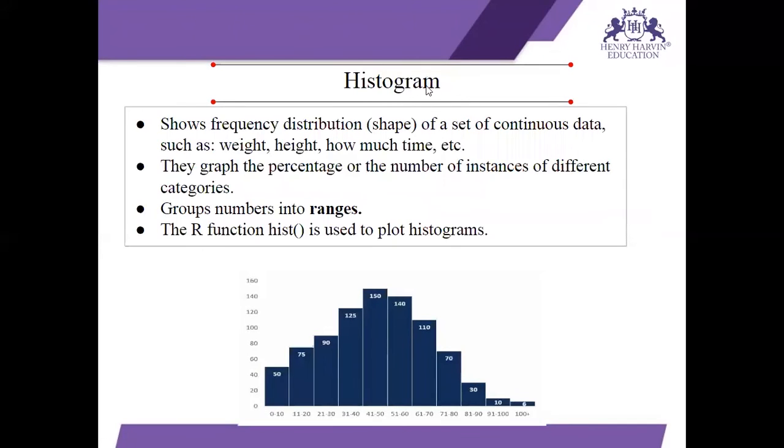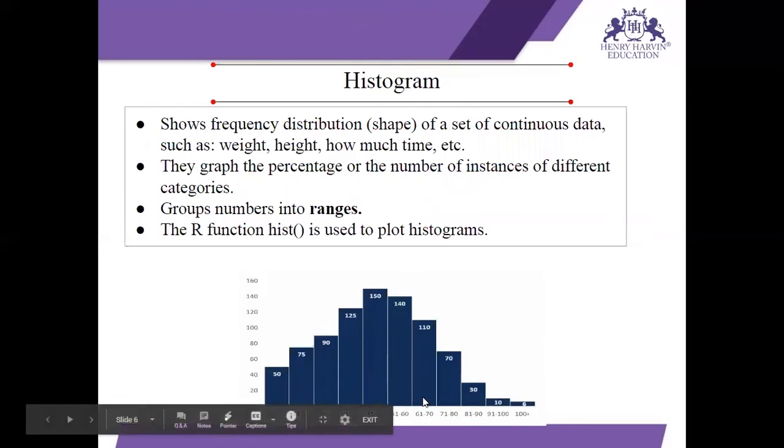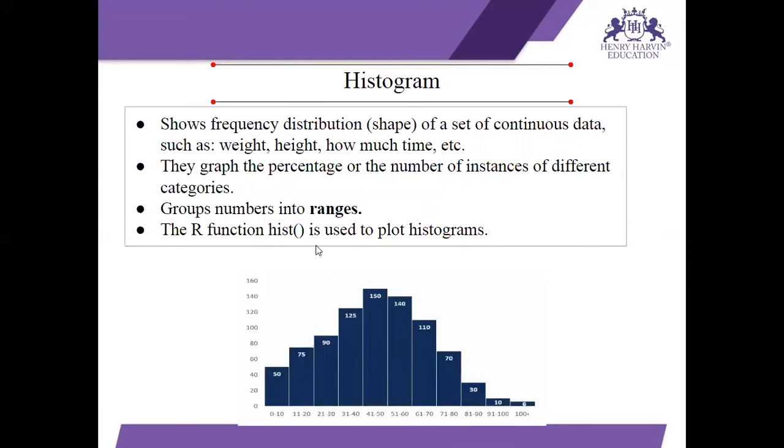So whenever we are creating a histogram, only one variable is used, and that variable is on the x-axis, which is grouped into ranges. The function that is used to plot a histogram is hist. Within the brackets there will be aesthetics and the labels and x-axis, y-axis details.